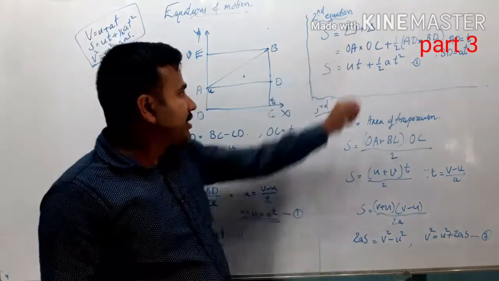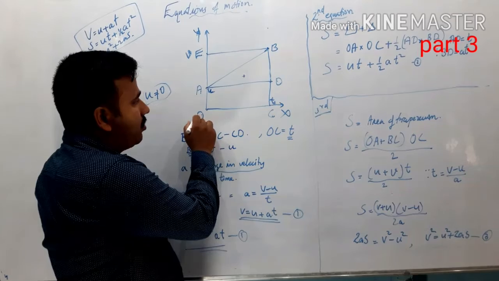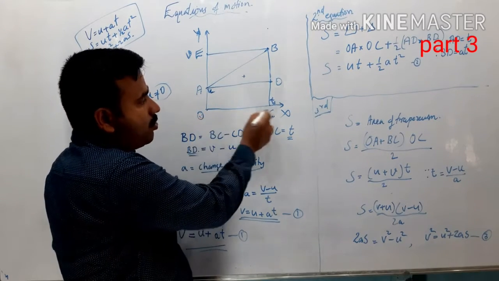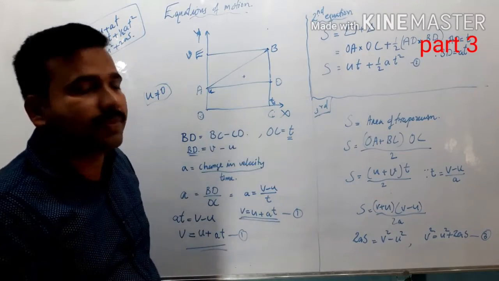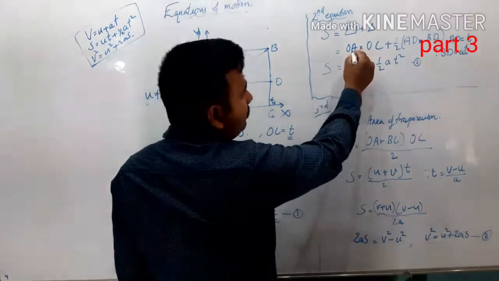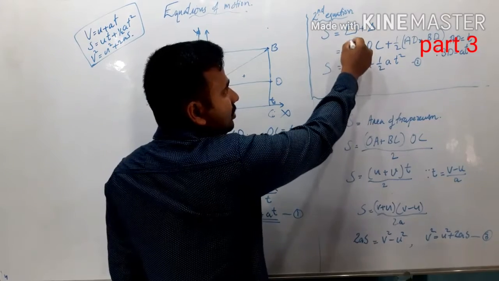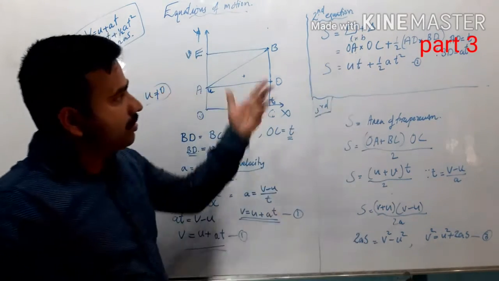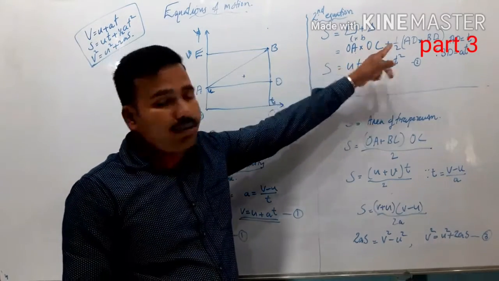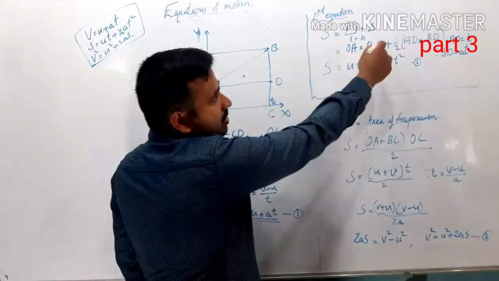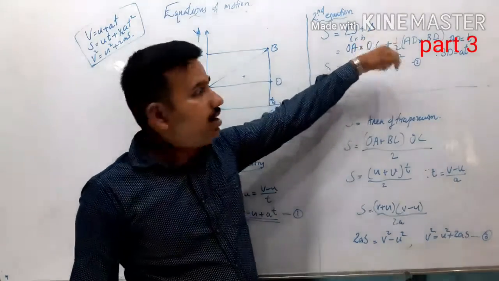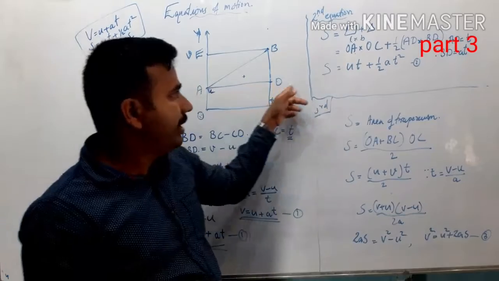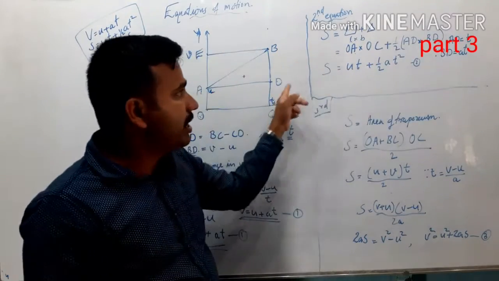So, what is the area of the rectangle? Here we can see length into breadth. OA is taken as the breadth, then OC we are taking as the length. The area of the rectangle is length into breadth, so OA into OC, plus the area of the triangle, that is half into base into height. What is your base? AD. Then the height is BD.